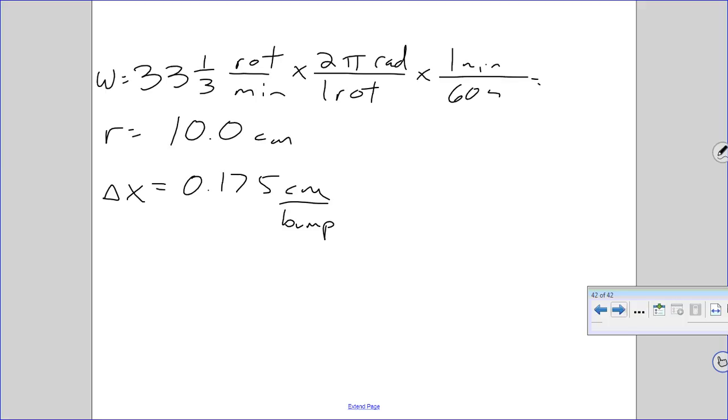All right, so if you figure this out, this gives you 3.49 radians per second. Why do you guys think I converted that to radians? Because we're going to have to use a jumper equation at some point, right? Because I've got some linear values and some angular values, right? What I want to do is somehow convert to what? Bumps per second? Yeah, we're trying to get the frequency of the bumps, right? So we want to get to bumps per second. So, any ideas?